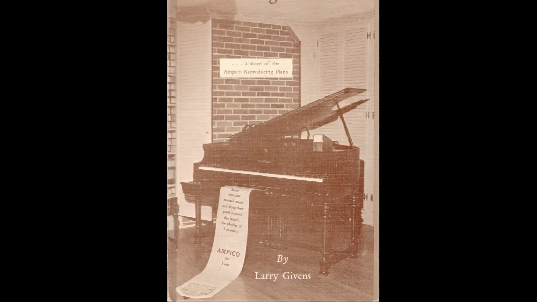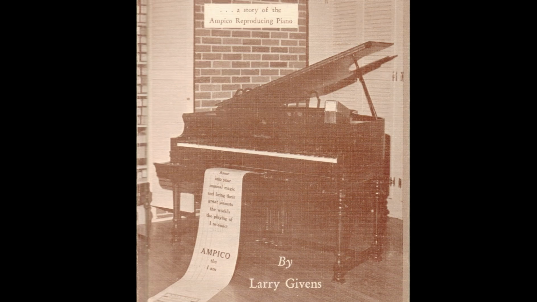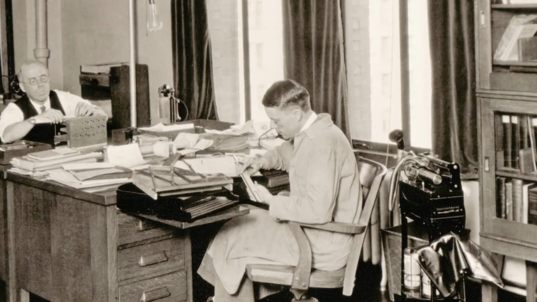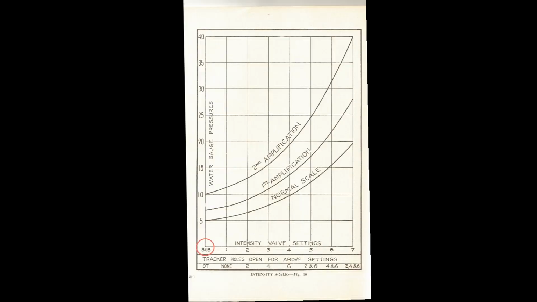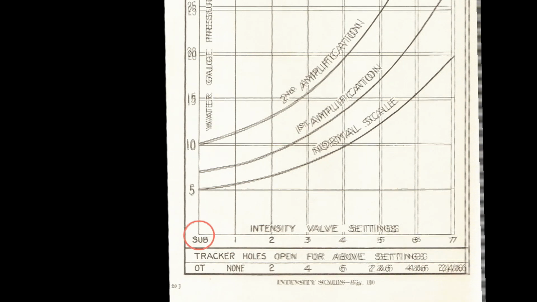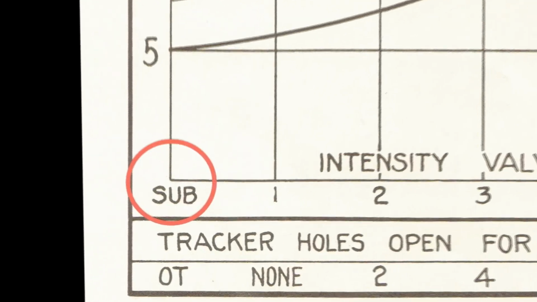Now let's talk about the Ampico B. This wonderful instrument appeared around 1929. It was designed by Clarence Hickman, who was a physicist with a PhD. The Ampico B also has 7 steps, but adds 1 additional step that is softer.